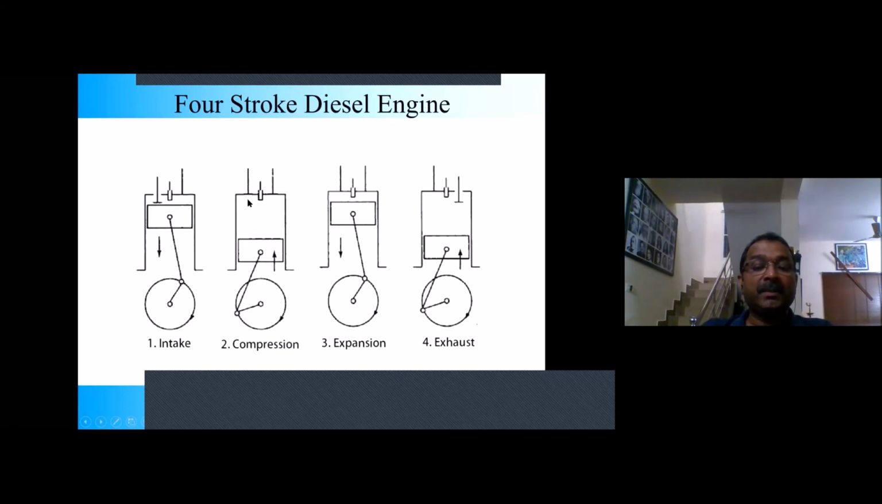Then we will close the inlet valve. This valve is closed, and we are now pushing the piston from bottom dead center to top dead center, TDC. What will happen? The air will get compressed, and its temperature will get elevated, will rise to a particular value.